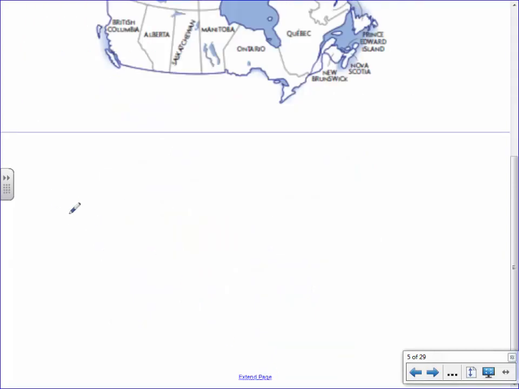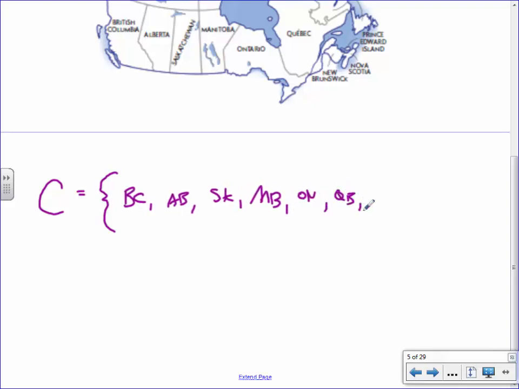Here's how you might write that out then. This is the way we notate this. If C stands for Canada, they often use curly shaped brackets. You guys know the ones I'm talking about here? And then we just start listing them out. So I'm going to go west to east. You've got British Columbia. You've got Alberta. You've got Saskatchewan, Manitoba, Ontario, Quebec, New Brunswick.